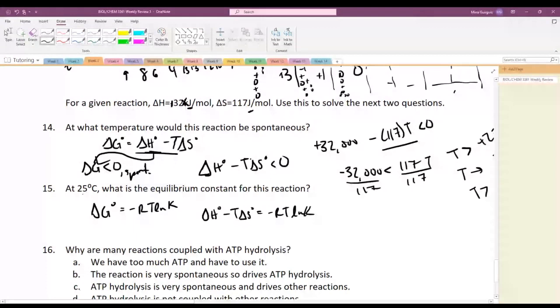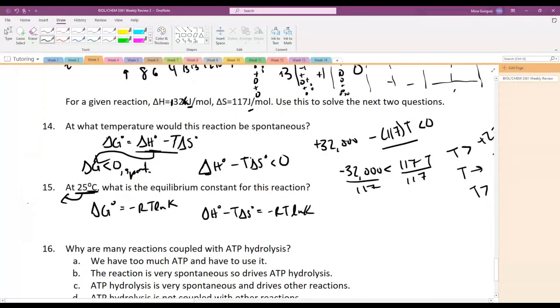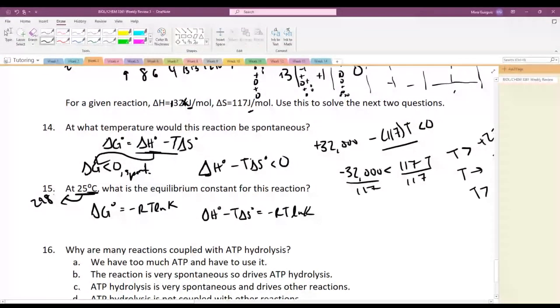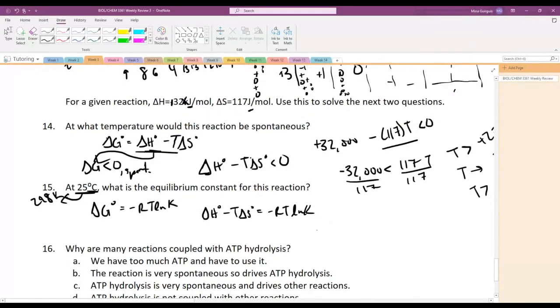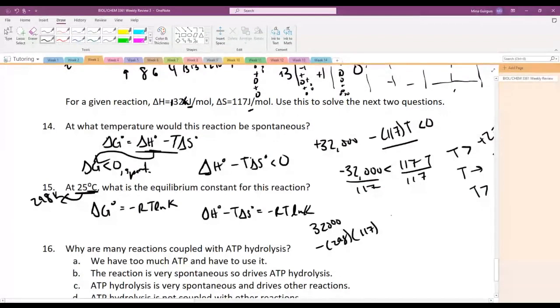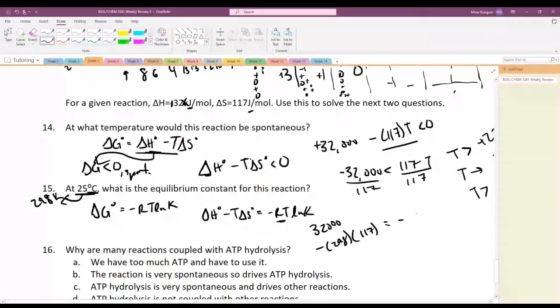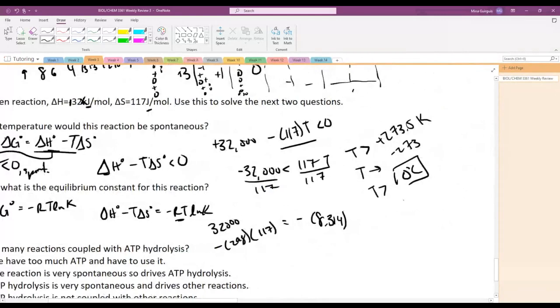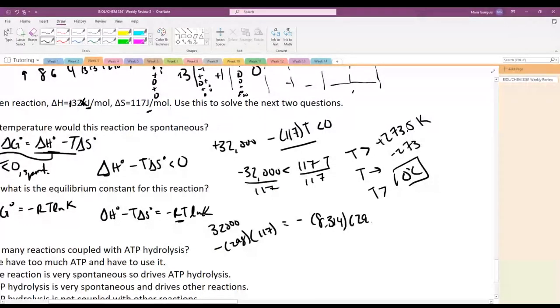I'm going to convert this to Kelvin by adding 273, and that's going to get me to 298 Kelvin. And then I'm going to plug it in. So this is a positive 32,000, because I had to change that, minus 298 times 117 is equal to negative. So in this case, since I'm using joules per mole, I need to use the value of R that corresponds to that, which is 8.314. Temperature is once again 298, and natural log of K.